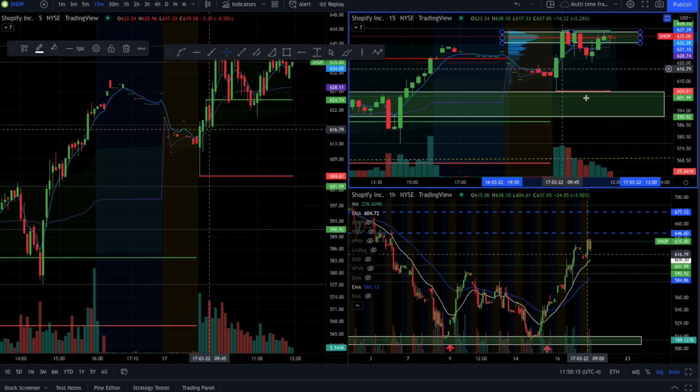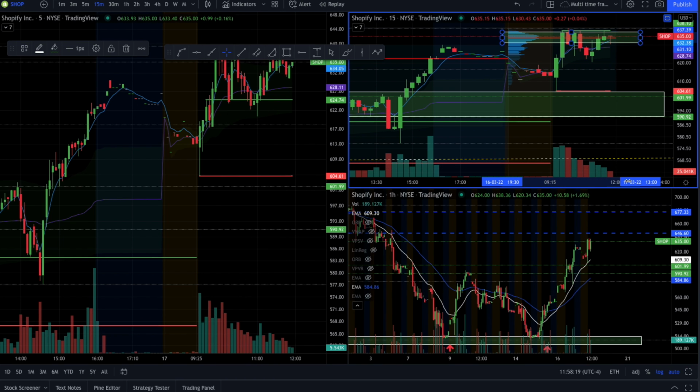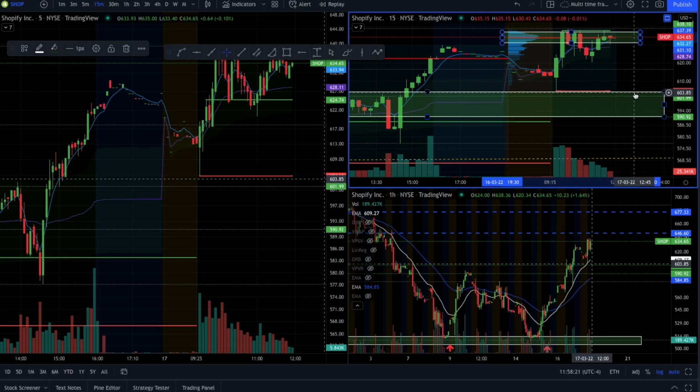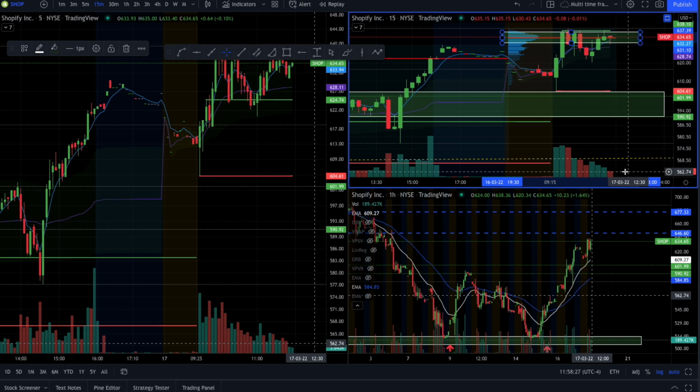If buyers cannot step in, if we see volume currently is declining, we need volume to pick up. If volume does not pick up here, we're going to see a come back down and retest this area here. If this breaks, we're going to go back all the way down to about 562, right?